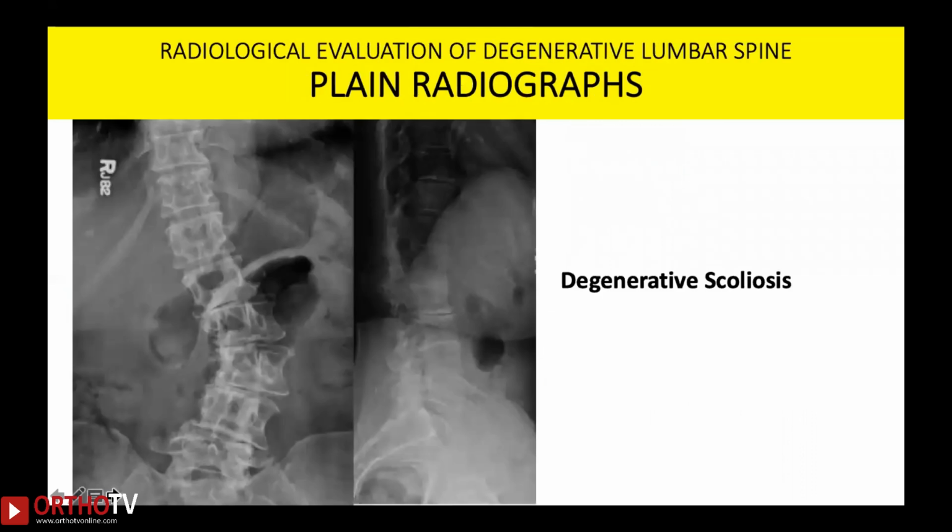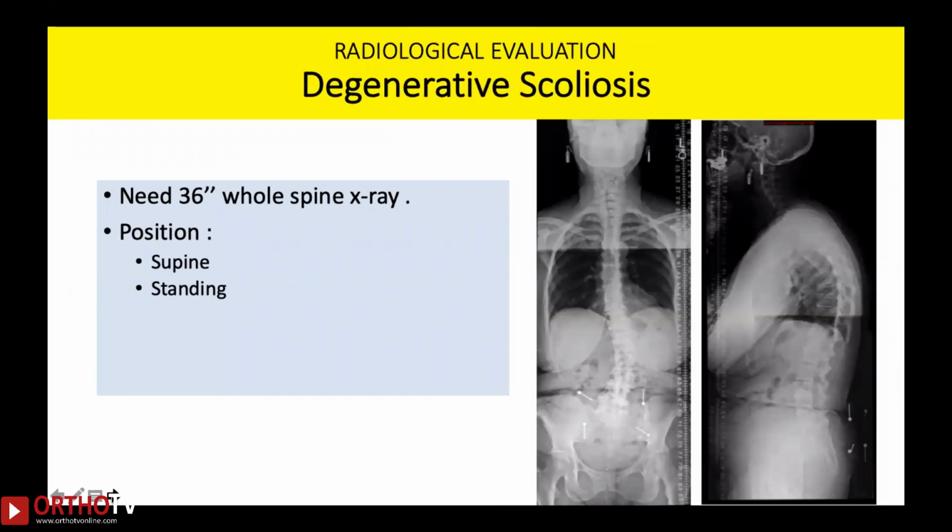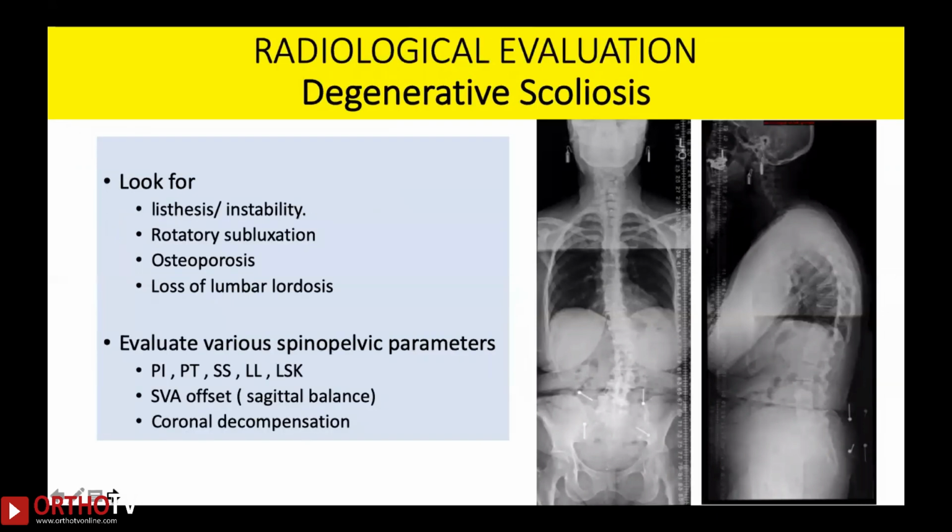The next common finding that we often see in our day-to-day practice is a degenerative scoliosis. And once we see this degenerative scoliosis on the X-ray, we must get a whole spine X-ray. This is nothing but a 36-inch X-ray film, and this can be done in supine as well as standing position. And on these films, we need to look for any subtle listhesis, rotatory subluxation, the presence of osteoporosis, and the loss of lumbar lordosis, in addition to assessment of the spinopelvic parameters.